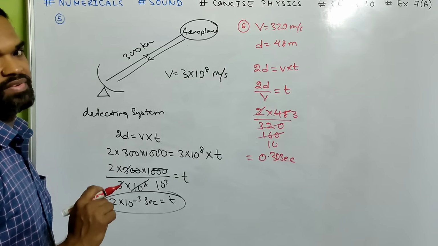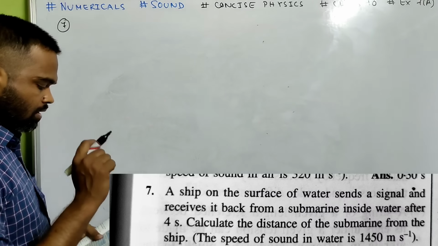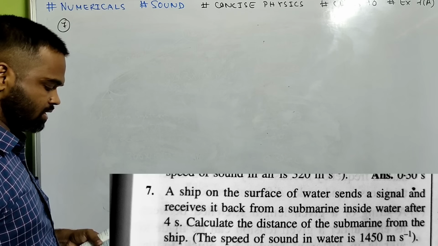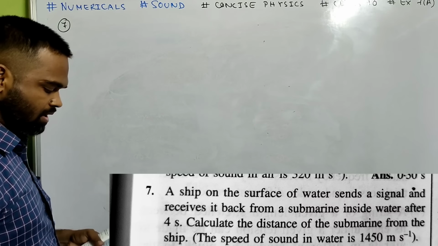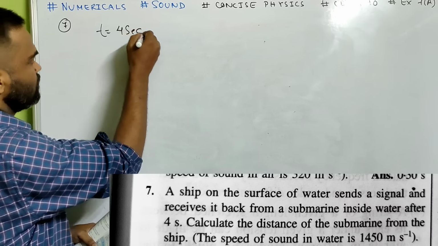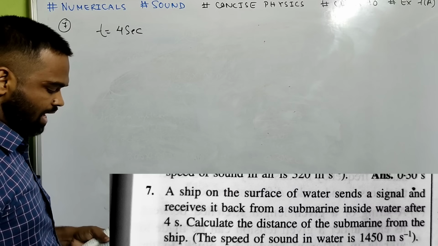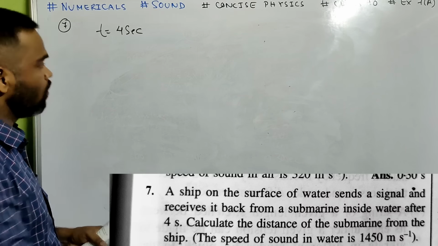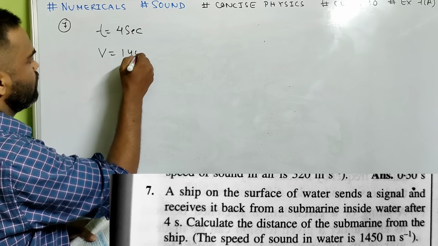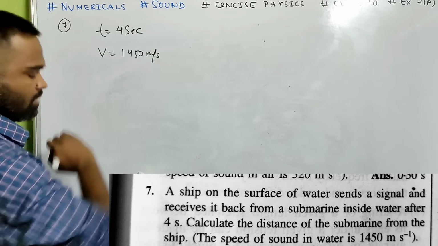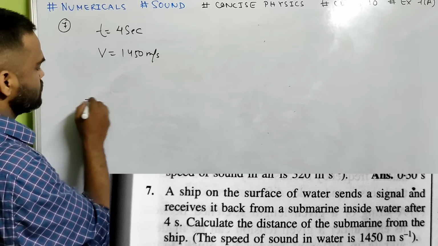Number 7. A ship on the surface of water sends a signal and receives it back from a submarine inside water after 4 seconds. So the time taken to receive the signal is 4 seconds. Calculate the distance of the submarine from the ship. The speed of sound in water is 1450 meter per second. Very easy. A ship, suppose this was your ship.